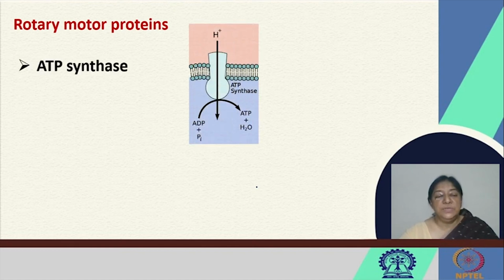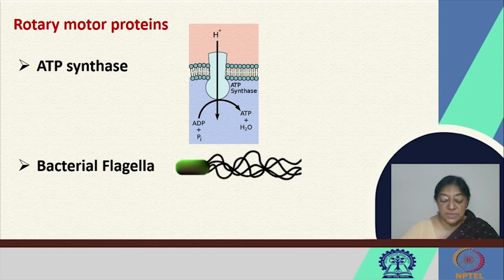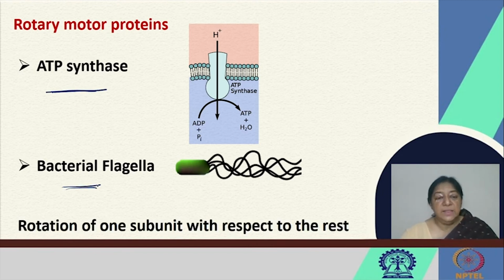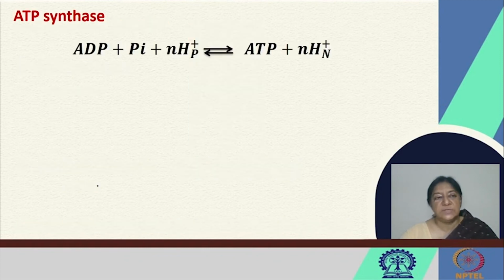The rotary motor proteins, an extremely important one, is ATP synthase. As in all the discussion that we have based on motor proteins, ATP hydrolysis is what is driving the reaction or the enzymatic function to occur. So the ATP synthase is one very important molecule that uses a specific process to generate ATP. The rotary motor proteins also contain bacterial flagella that are used for their movement. And there is rotation of one subunit of these specific molecules with respect to the other ones.